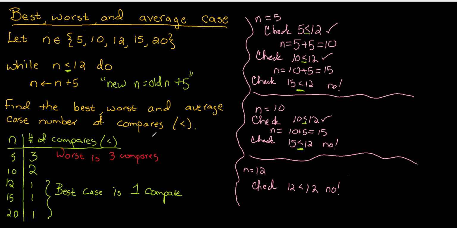And then the average, we just have to do the average. So we've got 5 values here. We need to total them up and divide by 5. So I'm going to do 3 plus 2 plus 1 plus 1 plus 1, all divided by 5. That's going to give me 8 over 5, 8/5. That's going to give me a 1.6 number of compares. So that's on average what I expect, because I know the type of data I'm going to feed into this thing.